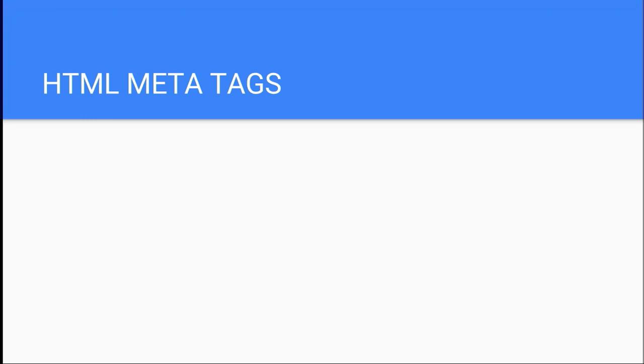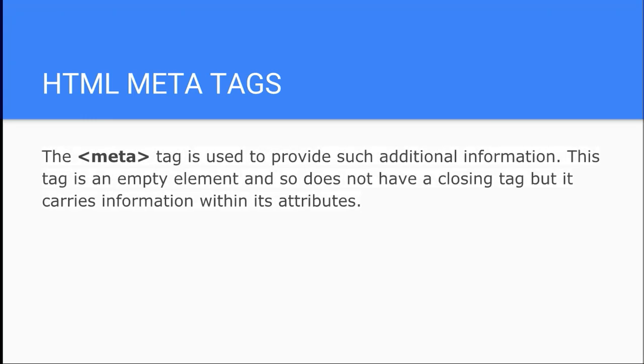HTML lets you specify metadata, additional important information about a document, in a variety of ways. The meta elements can be used to include name-value pairs describing properties of HTML documents, such as author, expiry date, and a list of keywords. So many things. The meta tag is used to provide such additional information. This tag is an empty element and so does not have a closing tag, but it carries information within its attributes.